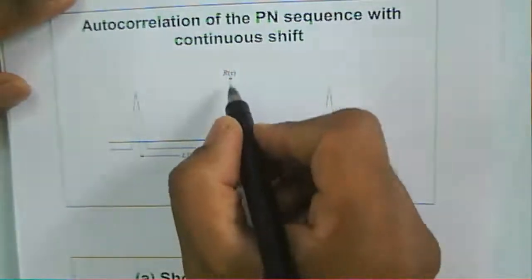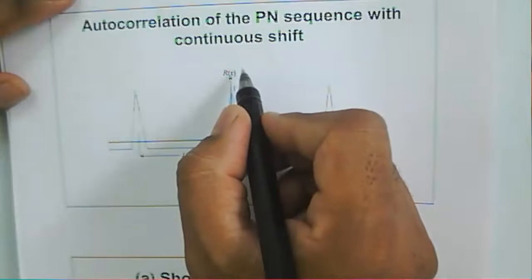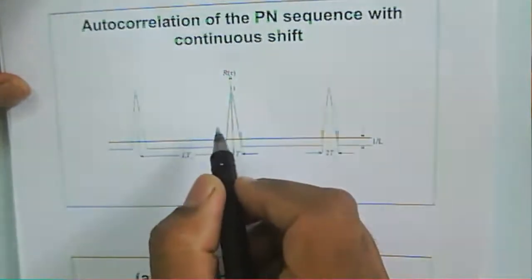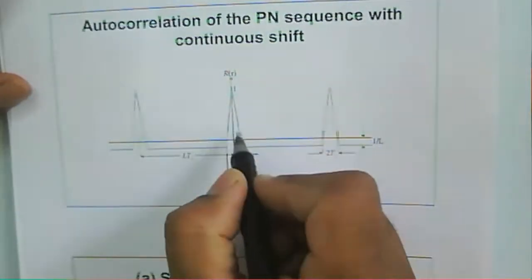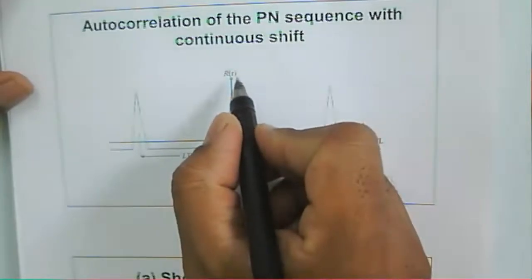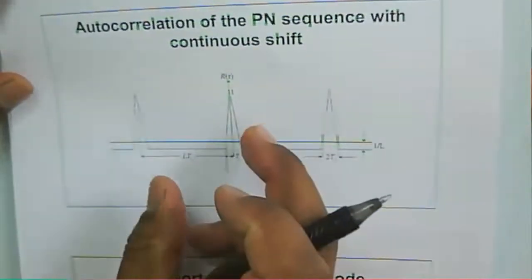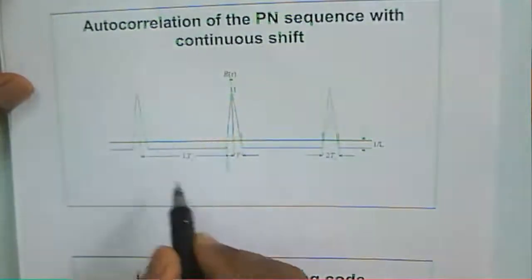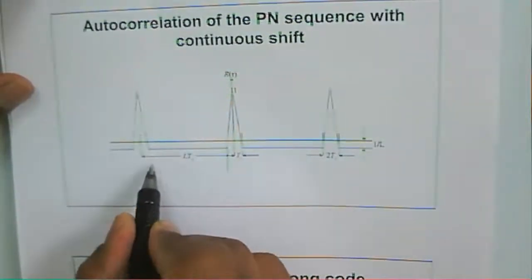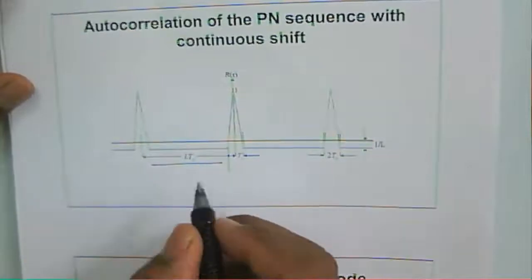We can say that R of tau is equal to 1 by L for tau not equal to 0, but R of 0 is equal to 1. This means the autocorrelation peaks are separated by the period of a PN sequence, that is, L Tc. This is about the autocorrelation of the PN sequence.